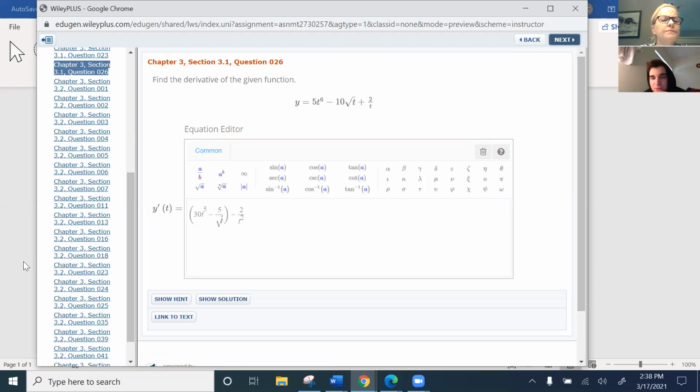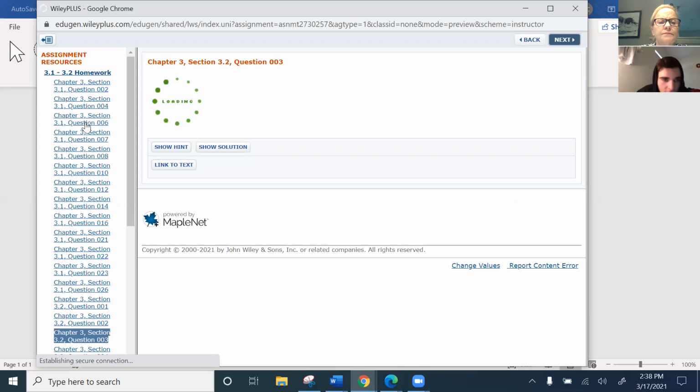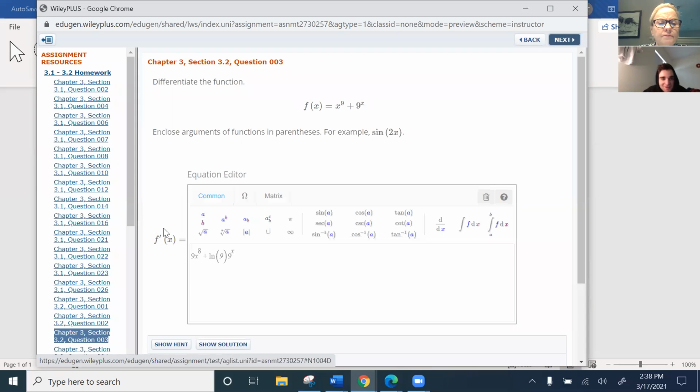Can we do section 3.2, question 3? I feel like this one should be easy, but I got it wrong twice, so I just want to make sure I'm on the right page here. So it looks something like this, right?